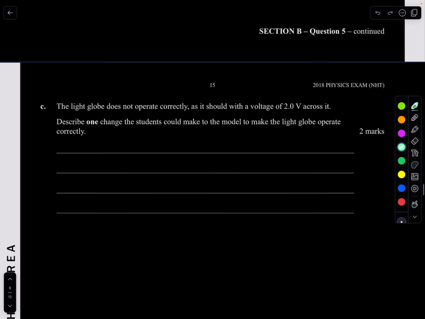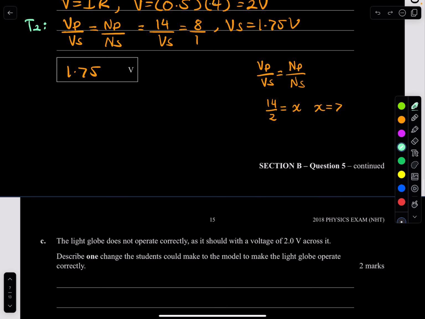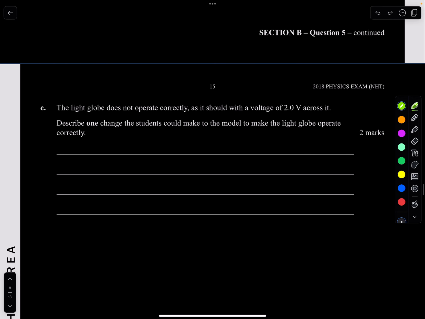So it's just 2 marks. One change: change the T2 transformer ratio to 7:1, and that should make it correct. And we'll give one more mark for explaining it.